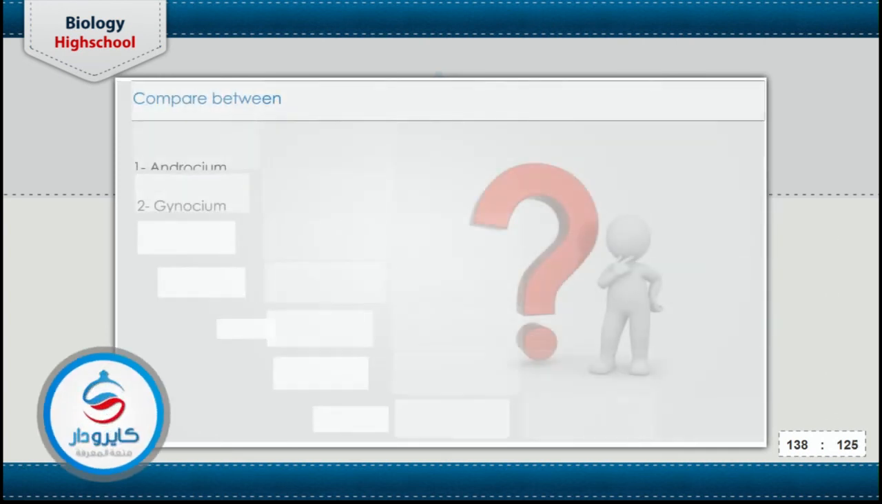The next question. Androsium and gynosium. We understand that the androsium is the male organ of the flowering plants, but the gynosium is a female organ. The androsium consists of stamens. Each stamen consists of filament and the anther containing 4 sacs of pollen grains.